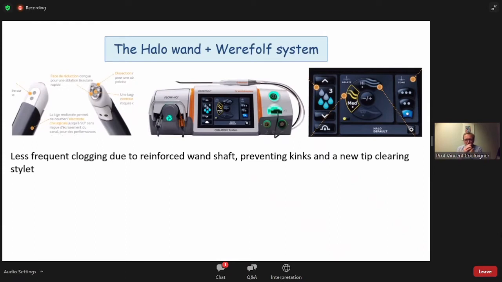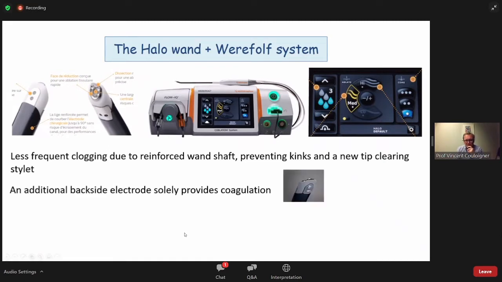Now there is a more recent system which is particularly useful, I think, for endonasal surgery. It is the Halo wand with the Werewolf system. This new system is associated with less frequent clogging due to a reinforced wand shaft, preventing kinks, and a new tip clearing stylet. So you can use a stylet when your shaft is obstructed, in order to unblock the shaft.